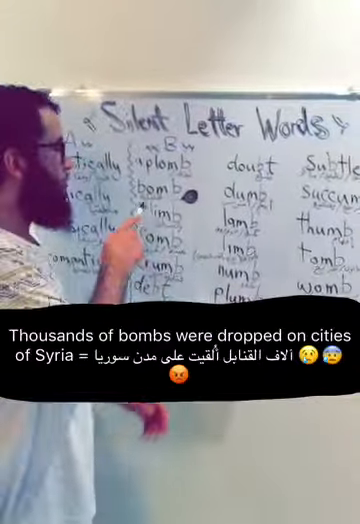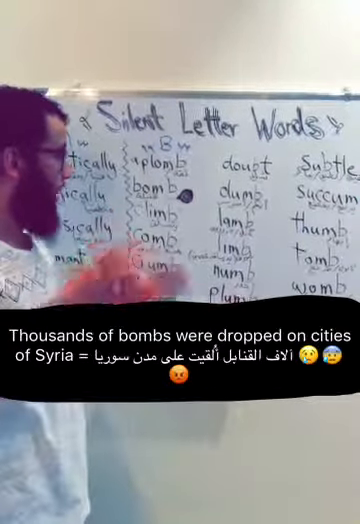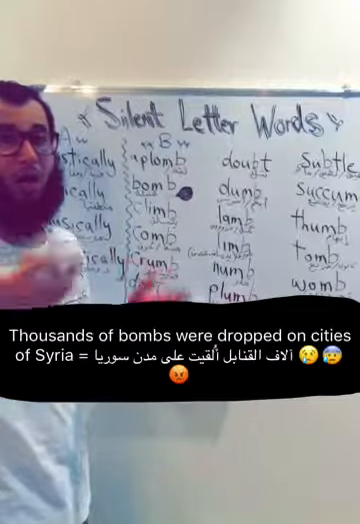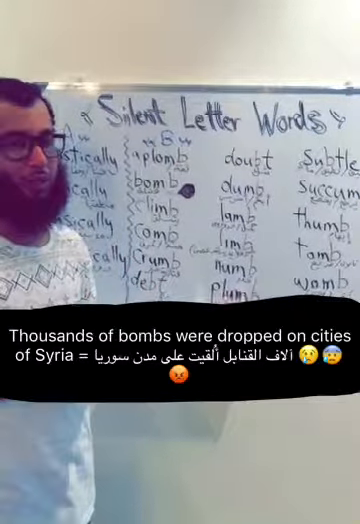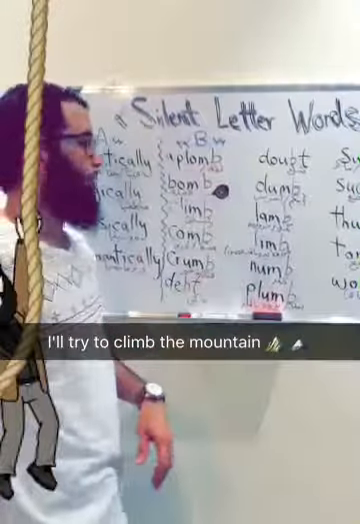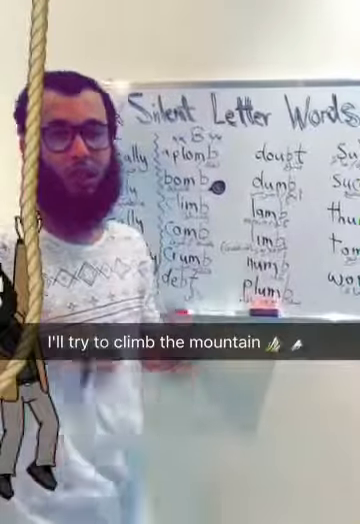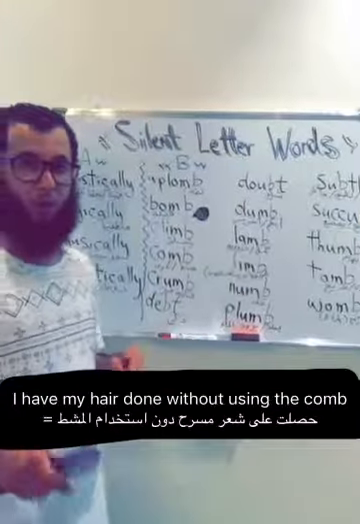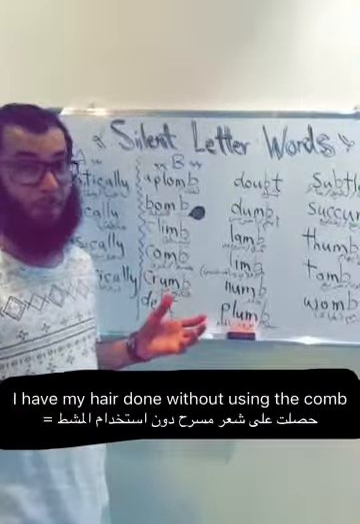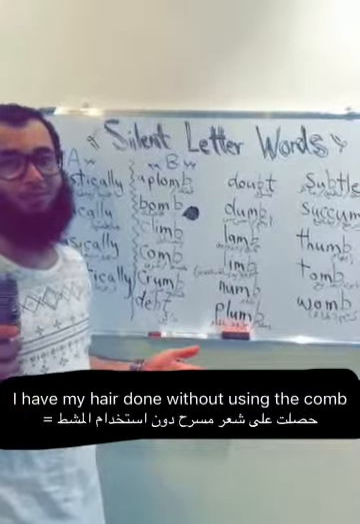The second word is bomb وليس bomb. Bomb تعرفوا ايش معناها؟ For example, thousands of bombs were dropped on cities of Syria. The third word is climb يعني يتسلق. I try to climb the mountain يعني راح أحاول أتسلق الجبل. The fourth word is comb. I have my hair done without using the comb.